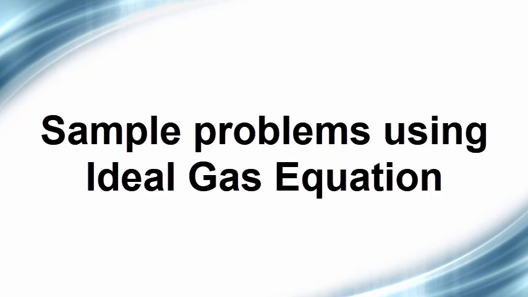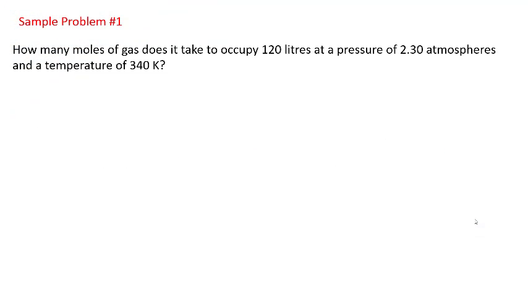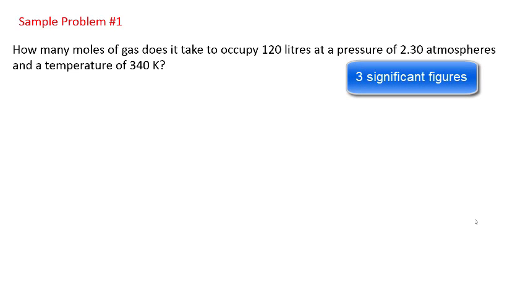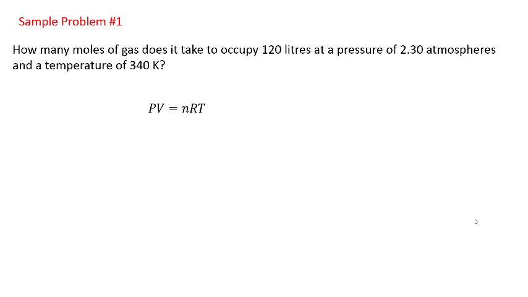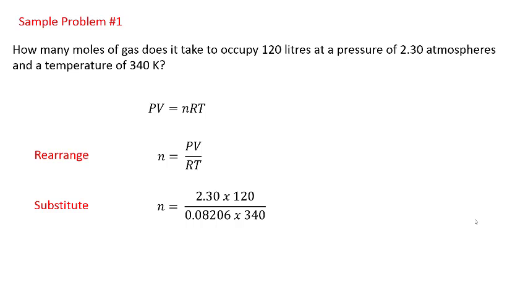Let's take a look at some problems using this ideal gas equation. In the first problem, we're asked how many moles of gas does it take to occupy 120 liters at a pressure of 2.30 atmospheres and a temperature of 340 Kelvin. We write down the ideal gas equation and rearrange for the unknown, in this case n, the number of moles. Please note that because the pressure is in atmospheres, we're going to use the gas constant for atmospheres, which is 0.08206. Once we've substituted in the values, we can solve.